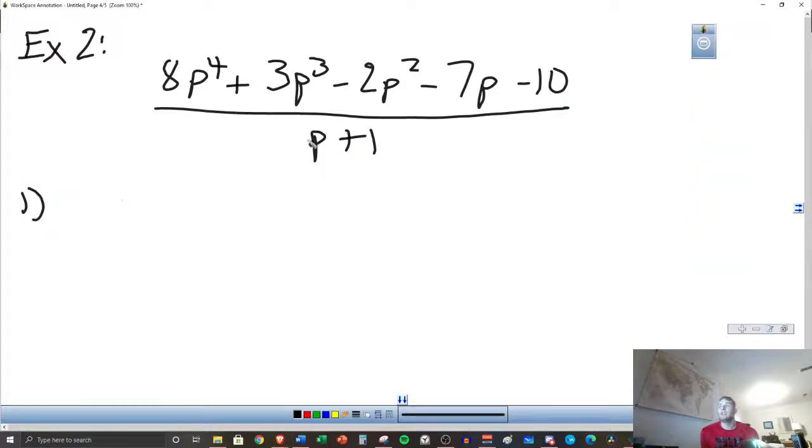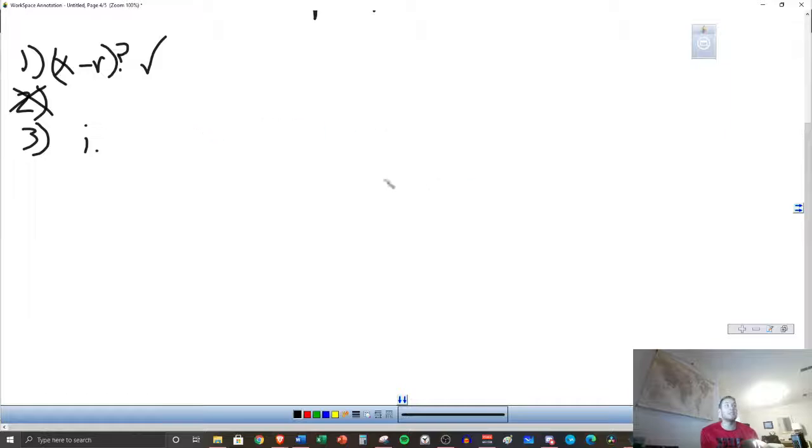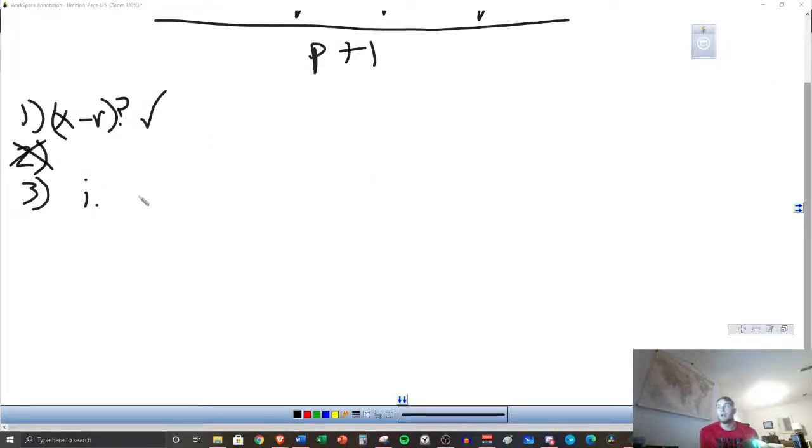Okay, step 1. Is it in the form x minus r? Well, we'll say that p can be equivalent to x, so yes. So I don't have to do step 2. I can go straight to step 3, which is to set up the synthetic division. First off, what is the 0 for the divisor? p plus 1 equals 0, so p is equal to negative 1. Let me make sure we got that correct. It says place the 0 and the coefficients of the dividend into the synthetic division table.